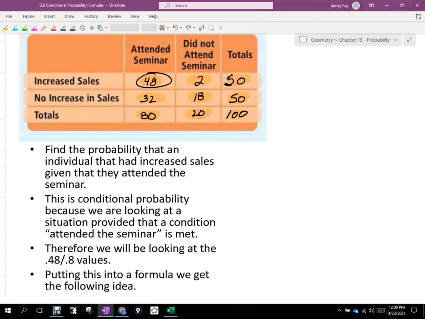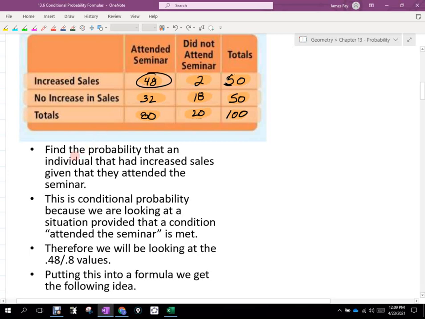Okay, but here it says find the probability that an individual had increased sales, given that they attended the seminar. So if we think about going back to Chapter 2, whenever we tried to prove something in Chapter 2 and beyond, all our conditional statements throughout the course had a given and a prove, right? And that given matched to the if statement in the theorem, correct? And the prove matched to the then.